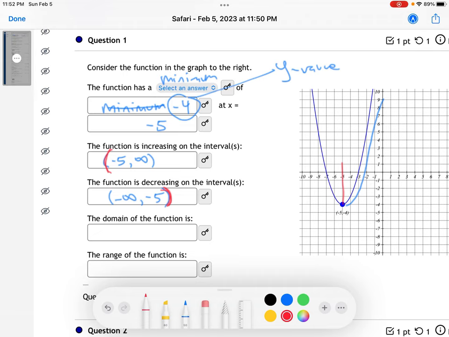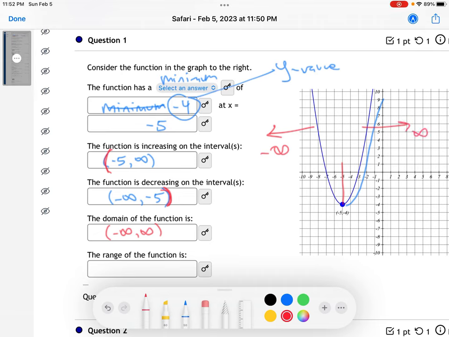Okay, domain. The domain of the function, these are only the x values, is from -infinity to infinity. That's where you are, that's the domain. Those are the x values. This function goes all the way to -infinity, and it goes to +infinity.